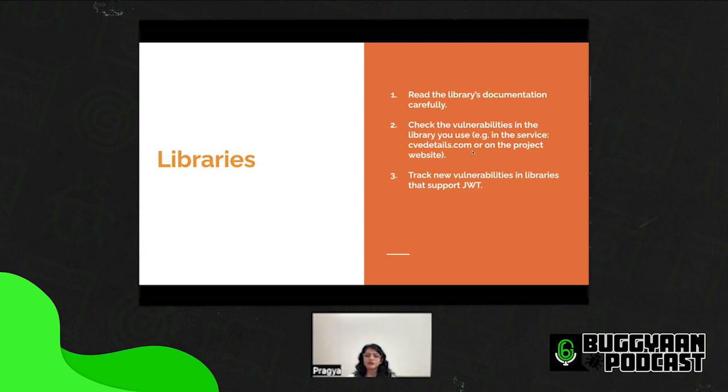I showed you some CVEs, and if you notice, all the CVEs were in libraries only. So make sure that whichever library you are using, it does not have any vulnerabilities, or if it has some vulnerabilities, you use an updated version of that. Third is track new vulnerabilities in libraries that support JWT. If you have an application and it already has a library, just Google search or see if any new vulnerabilities have come up. So keep yourself updated so that your application does not get those vulnerabilities.